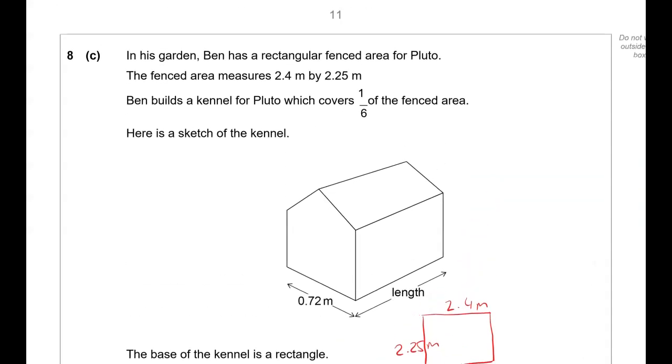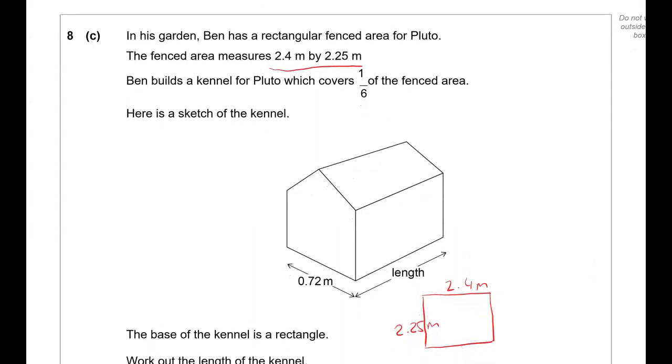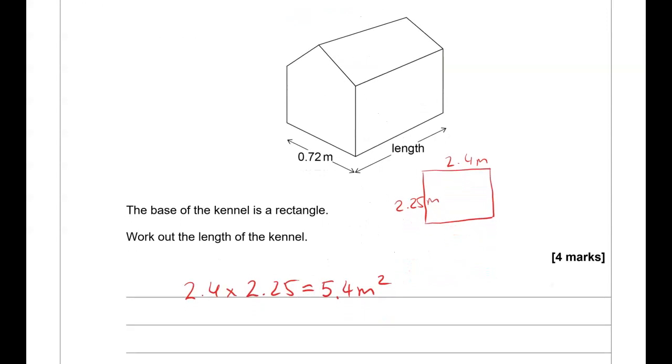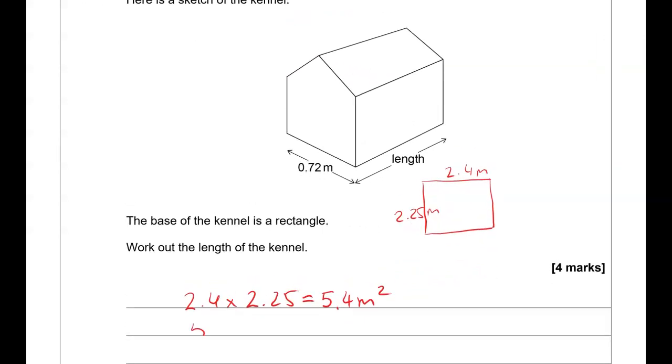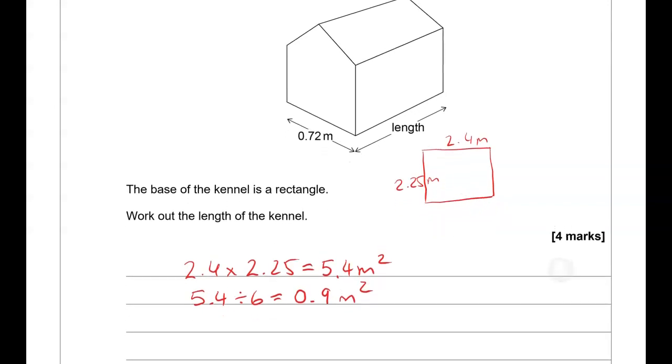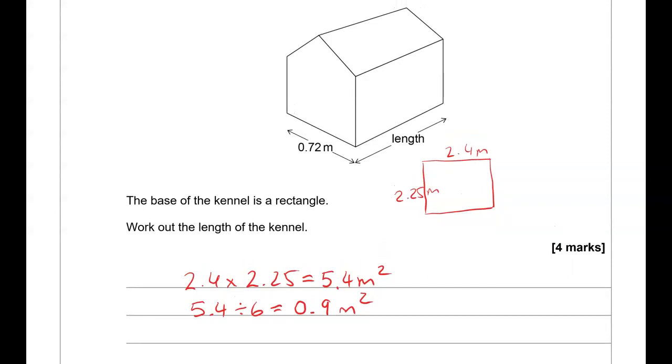Now, we're also told that the kennel covers 1/6 of the fenced area, so it's only 1/6. So 5.4 divided by 6 should give us the area that the kennel covers, which is 0.9 square meters. Now, again, you can imagine the area that this covers will be like this.